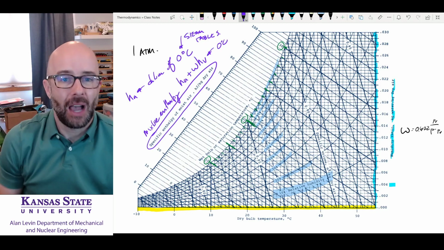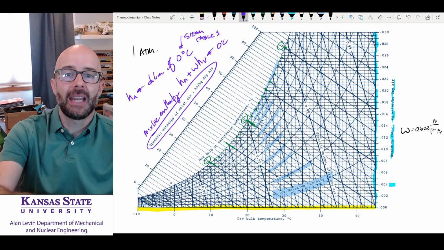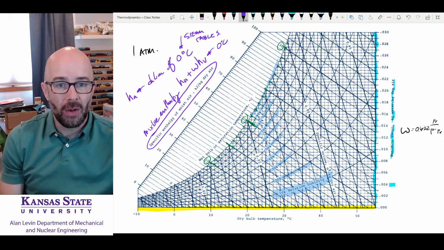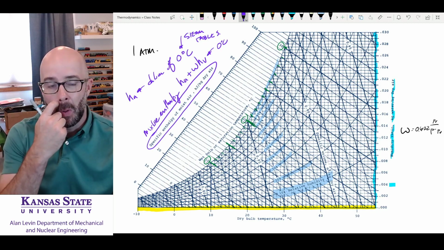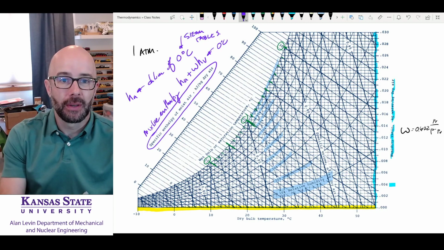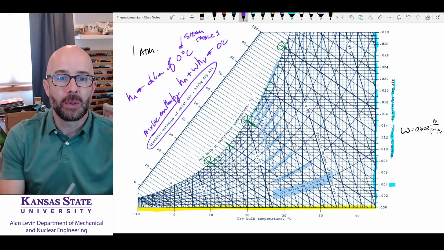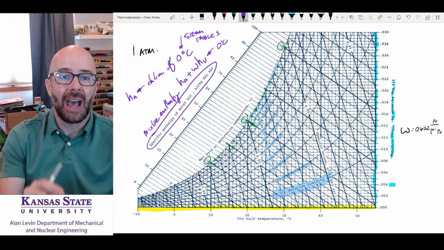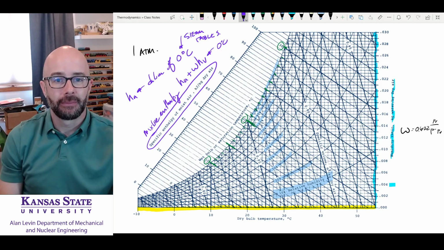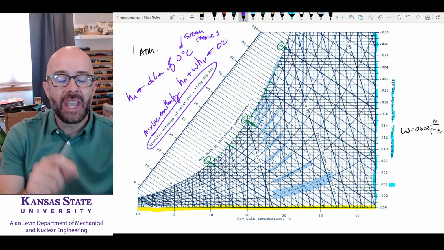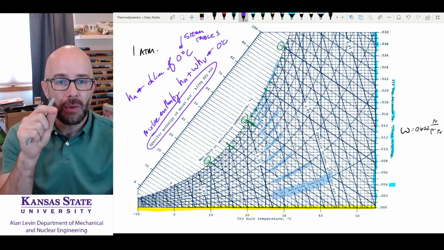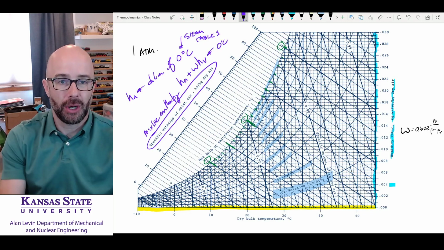What this means, however, is because the datum here is at 0 degrees Celsius and the datum of your air tables is 0 degrees Kelvin or absolute zero, that we can't use any table values except for that of liquid water when we use this chart. I'm going to say that again. We cannot use any table values except that of liquid water when we use this chart.